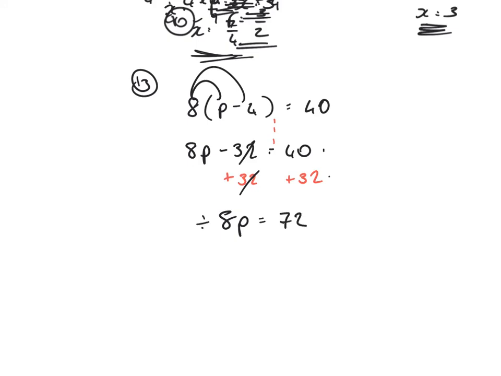How do I get 8p down to p? I need to divide by 8, but I need to divide both sides by 8. So that's p equals 72 over 8, and 72 divided by 8 is equal to 9. p equals 9, final answer.